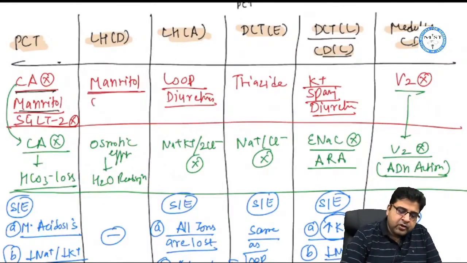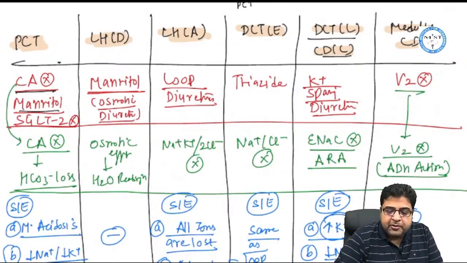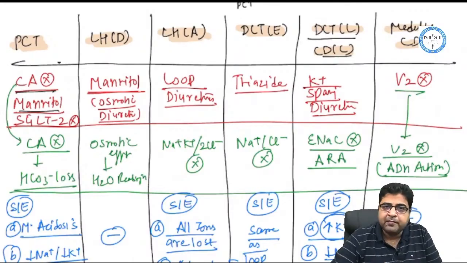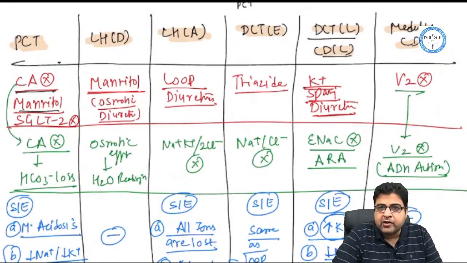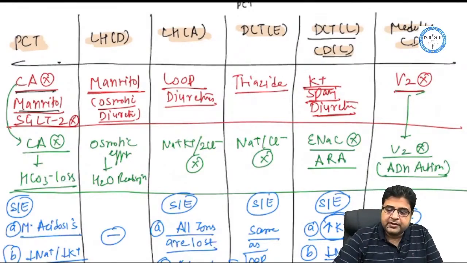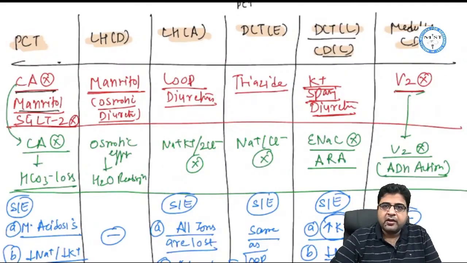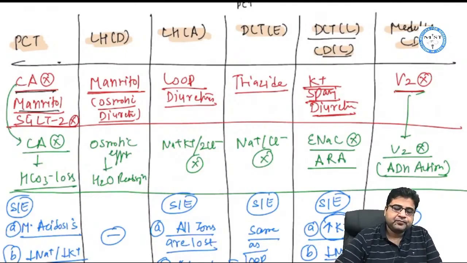Now mannitol is an osmotic diuretic that will also act on descending limb of Henle. Now loop diuretics will act on ascending limb of Henle. Thiazide diuretics will act on early part of DCT. Potassium sparing diuretics will act on late part of DCT. And vasopressin 2 receptor antagonist will act on medullary part of collecting duct.